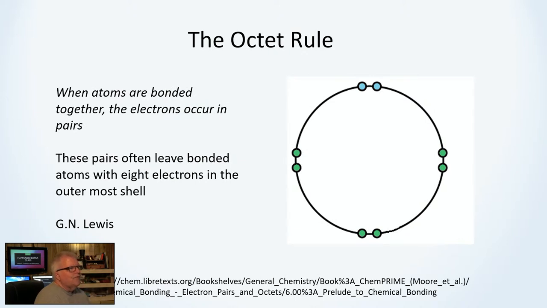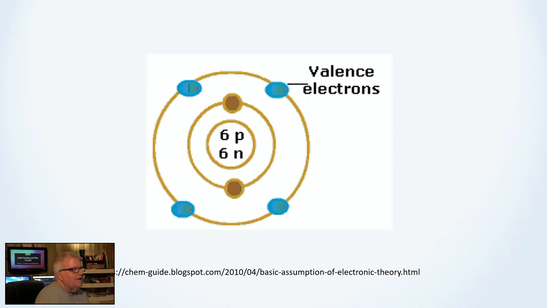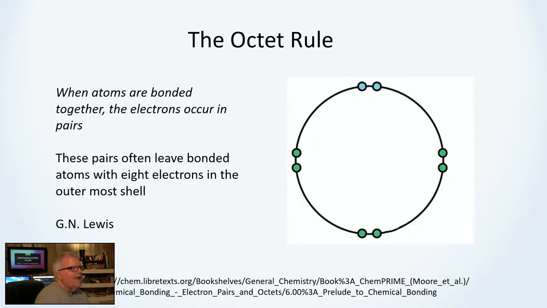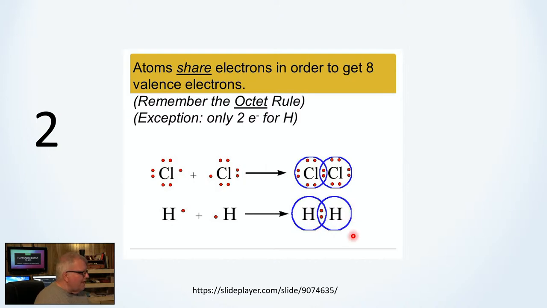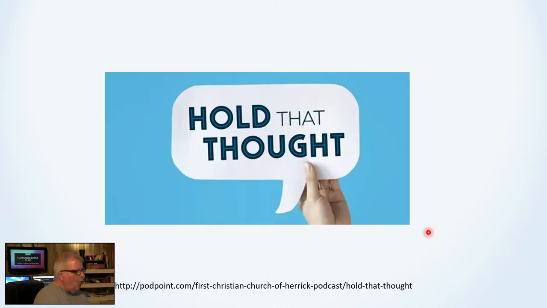The octet rule. So we've been talking about single atoms here, but when we get atoms connected to other atoms, when they're bonded together, the electrons occur in pairs, and these pairs often leave bonded atoms with 8 electrons in the outermost shell. It's called the octet rule. So just be aware of this. The only exception for that is hydrogen, where they bond in this way. But the octet rule says that you're going to have shared pair here, shared pair here, shared pair here, shared pair here. So just be aware of that. Hold that thought, and we'll come back to it here in a second.